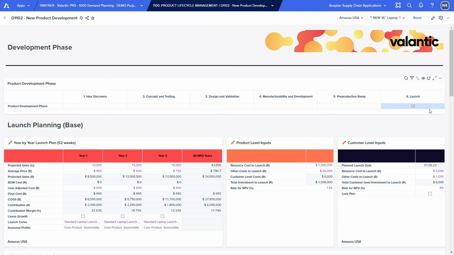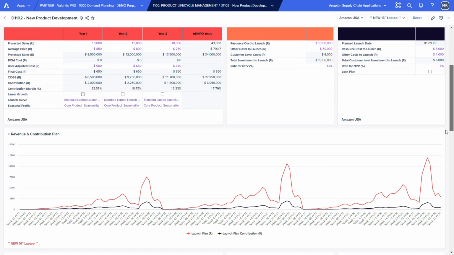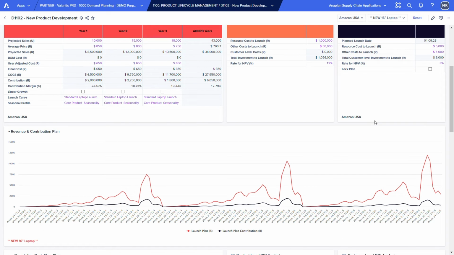Alright, moving now a little bit further down, we can see our revenue and contribution plan here. So this chart shows our projected revenue as well as contribution margin. The red line we can see here represents our planned revenue over time, while the black line is showing our projected revenue contribution. But also notice these peaks as well as dips here, which can be due to some marketing campaigns as well as seasonal fluctuations.